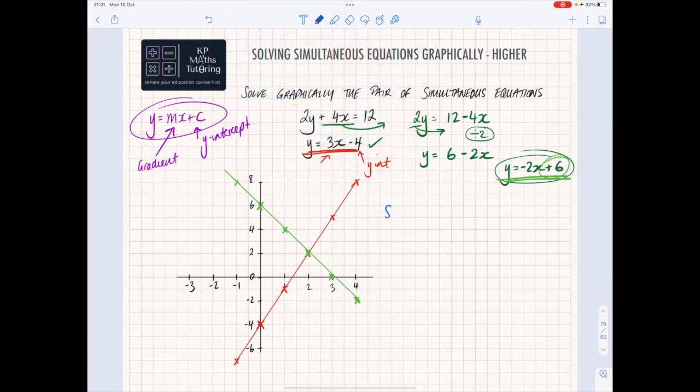So now to solve it, remember with a simultaneous equation, you have an x value and you have a y value. So what we're going to do is we're going to look at this point here. This is where they cross. So where they cross is your answer.